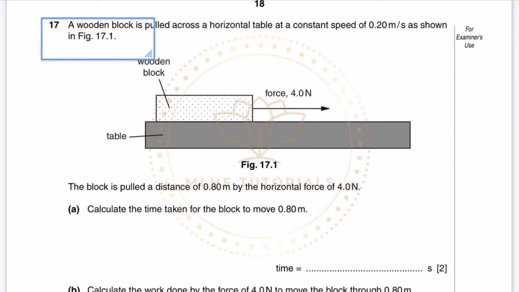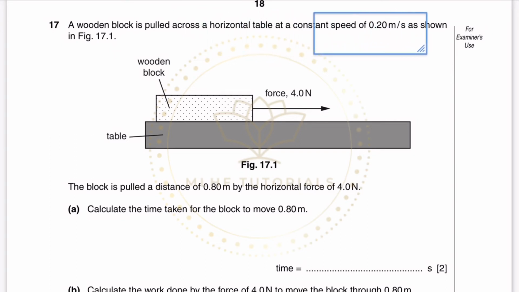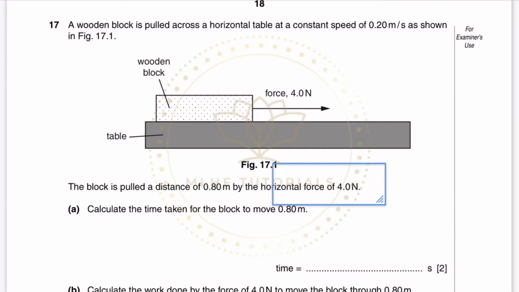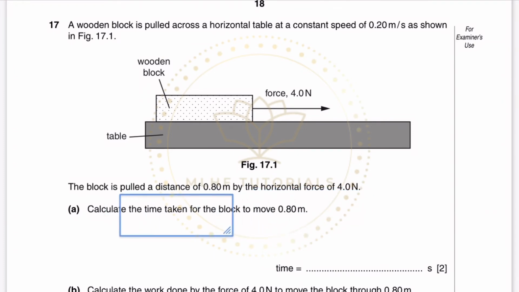Question 17. A wooden block is pulled across a horizontal table at a constant speed of 0.2 meter per second as shown in figure 17.1. You can see right here with the forces right here. The block is pulled a distance of 0.8 meter by the horizontal force of 4.0 Newton. Part A. Calculate the time taken for the block to move 0.8 meters. Okay, you are asked to calculate the time.